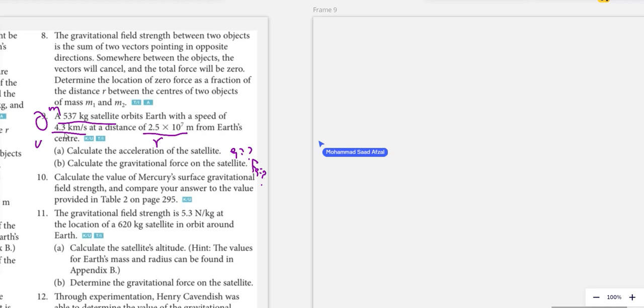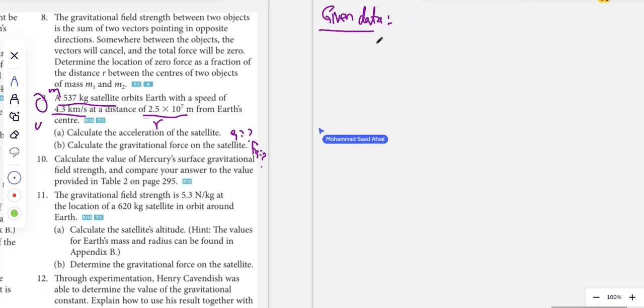Over here in this question, first of all we have to understand what the question is demanding from us. In this question, the mass is given, so the given data is: first of all, the mass of the object, an artificial satellite, equals 537 gram. We can convert it into kilogram.